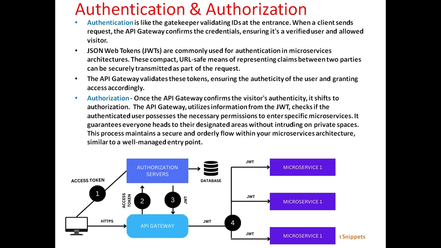Once the API gateway confirms the visitor authenticity, it shifts to the authorization. The API gateway utilizes information from the JWT that checks if the authenticated user possesses the necessary permission to enter specific microservices. It guarantees everyone heads to their designated areas without disturbing private spaces. This process maintains a secure and orderly flow within your microservices architecture, similar to a well-managed entry point.